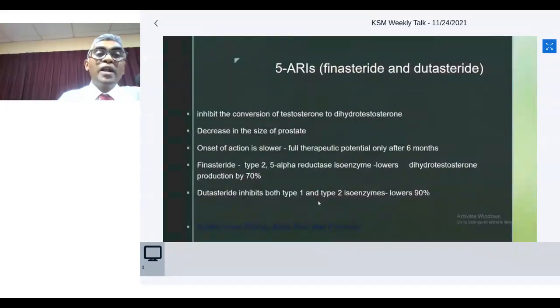5-alpha reductase inhibitors inhibit the conversion of testosterone to dihydrotestosterone and decrease the size of the prostate in time to come. That means they can reduce the prostate size by up to 30%. Onset of action is slower; they might take 3 months to act on the patients. What we have is dutasteride and finasteride, the most commonly used 5-alpha reductase inhibitors.